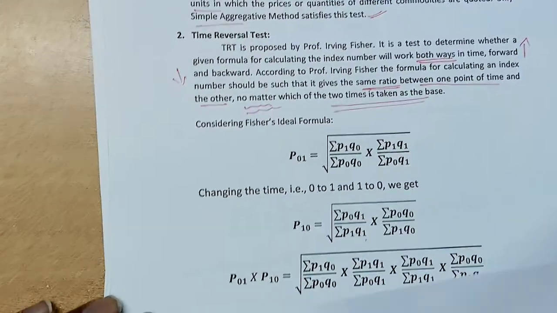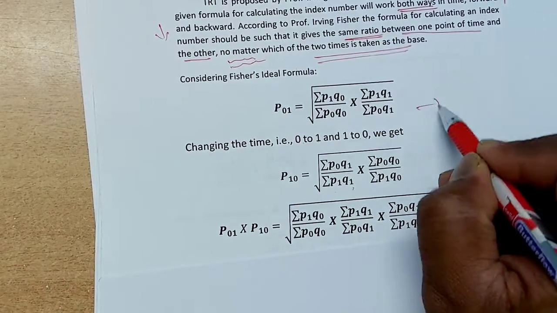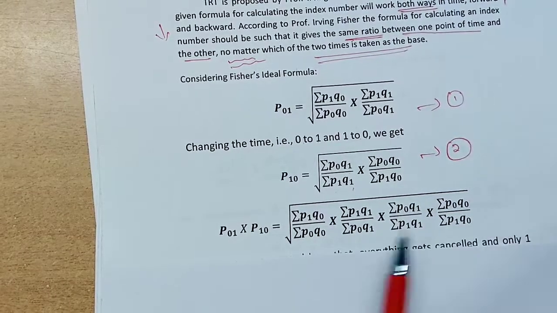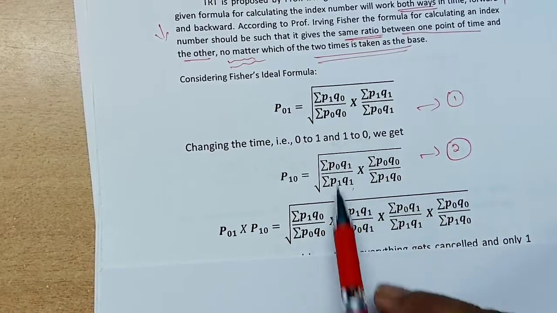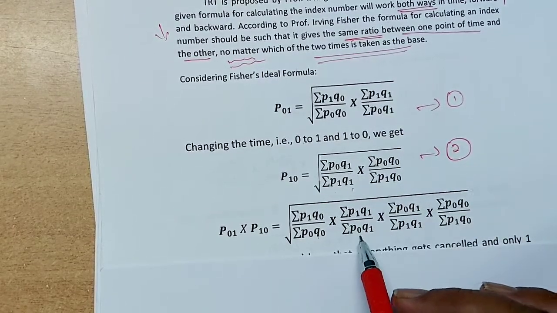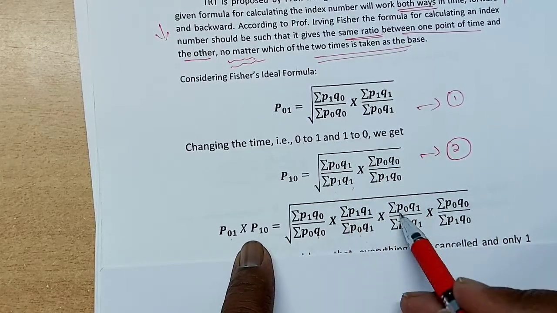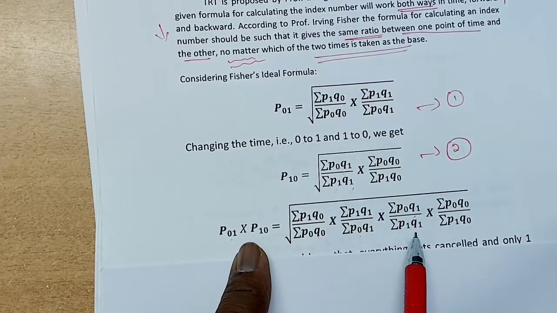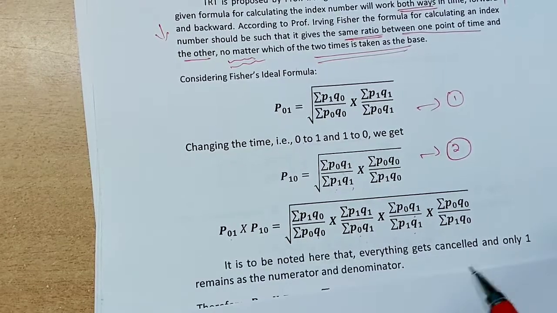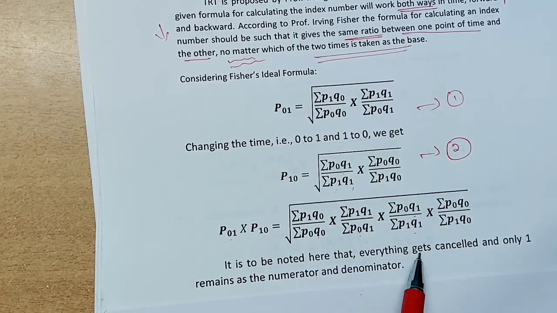So when we multiply both these, P01 into P10 is equal to square root of sigma P1 Q0 divided by sigma P0 Q0 into sigma P1 Q1 divided by sigma P0 Q1, into sigma P0 Q1 into sigma P0 Q0 divided by sigma P1 Q1 into sigma P1 Q0. And when we check here, everything gets cancelled. It is to be noted here that everything gets cancelled.